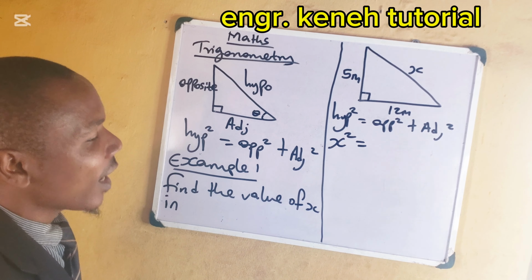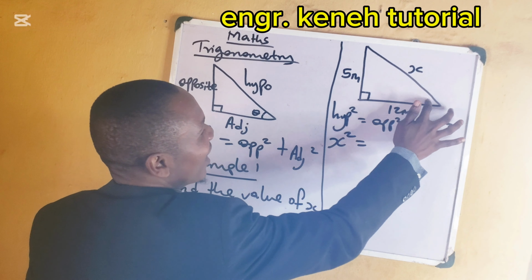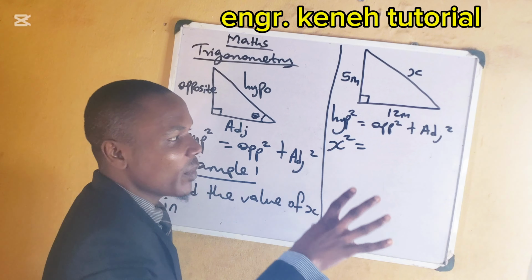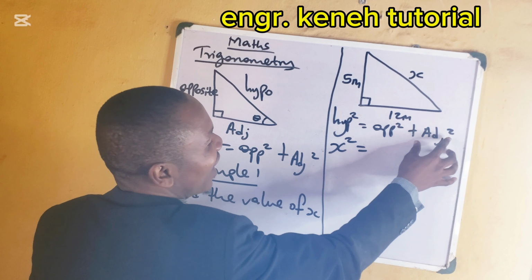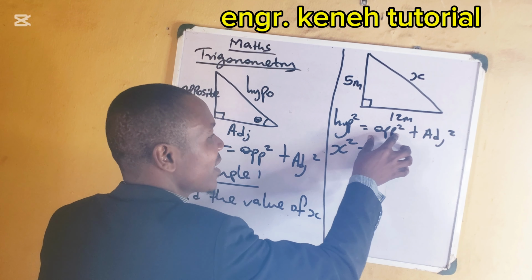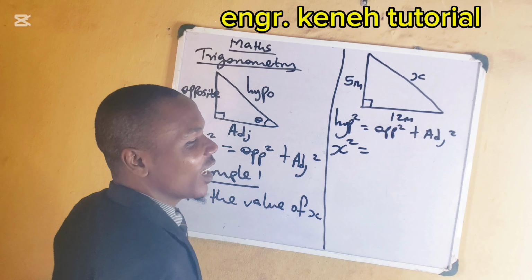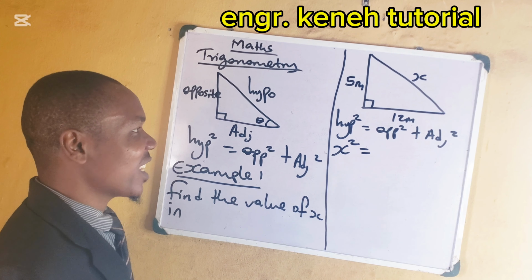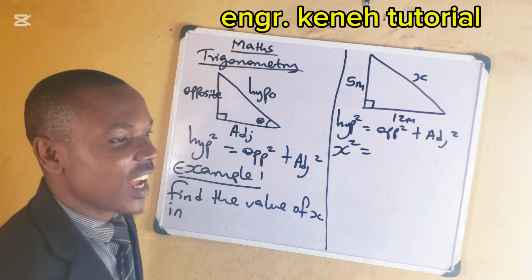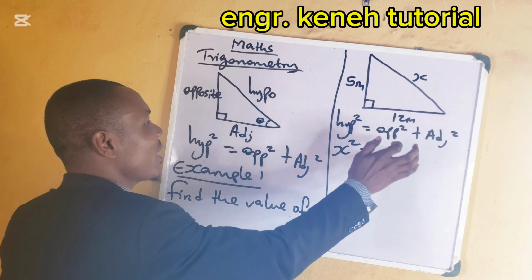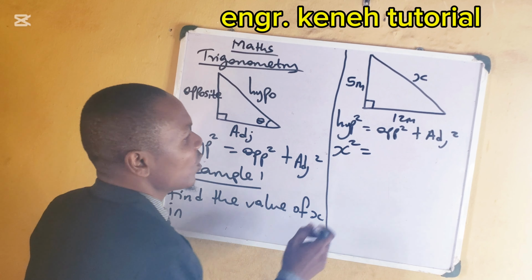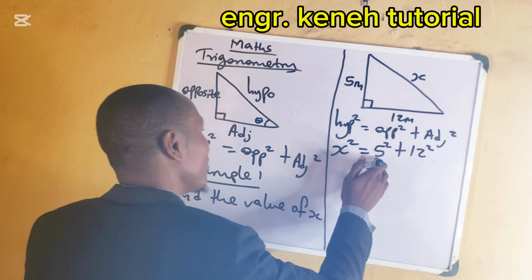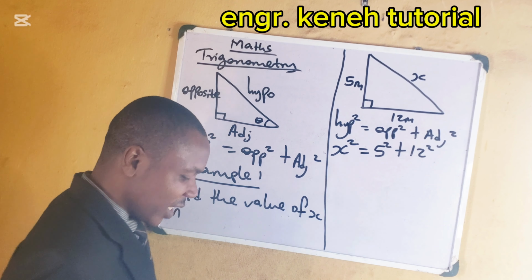Opposite and adjacent, it doesn't matter. Either you call this side opposite and this one adjacent, or the other way around. It is like saying 2 plus 3 or 3 plus 2; it will still give us the same answer. So irrespective of which one is opposite and which is adjacent, just bring the two of them here and solve. I can also write 12 first before 5 and still get the same thing.